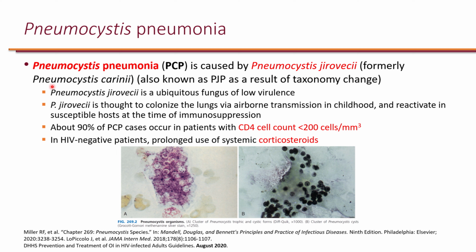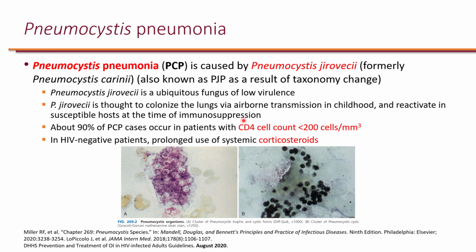So it used to be PCP, the C used to stand for carinii, but because the taxonomy was changed, you may see the abbreviation PJP. But in general, the DHHS guidelines still refer to it as PCP.